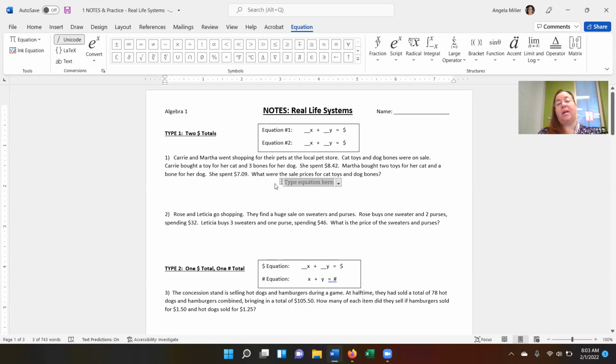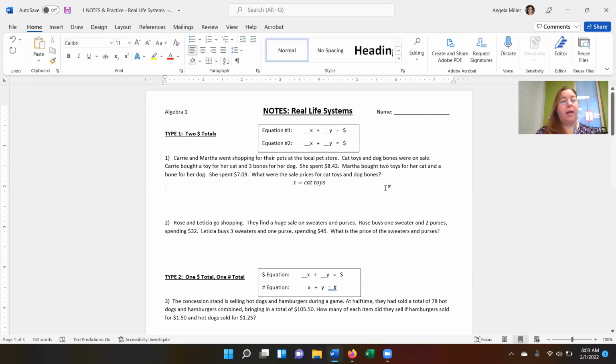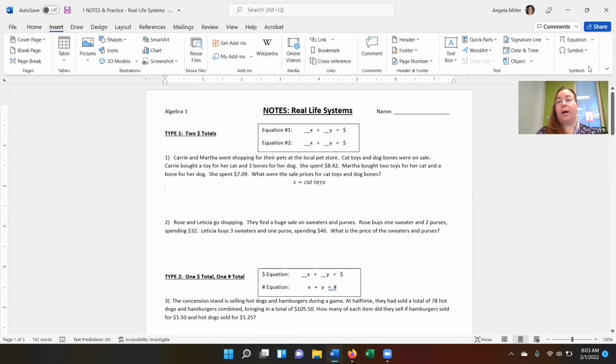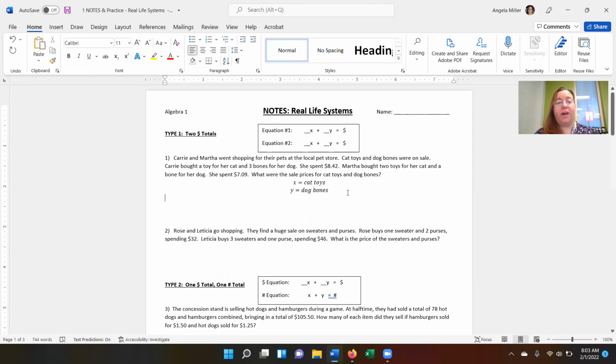So we need to first identify our variables. It's really important that you do this, because if you don't tell me what your variables mean, then we aren't able to decide if you got the answer right or not. Typically you're going to do it in the same order that it comes through in the word problem. So here we can see cat toys, then dog bones, which is pretty common. So X is cat toys, and Y is dog bones. Now I've identified my variables.